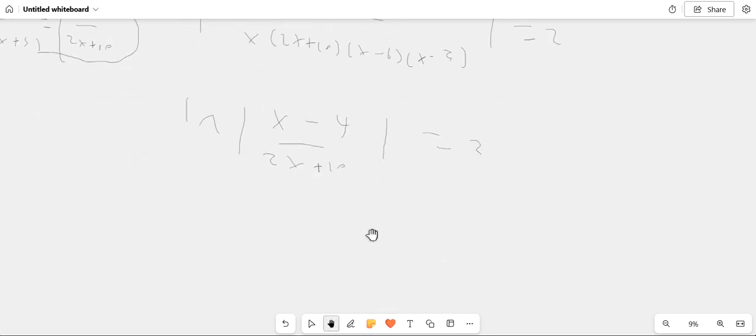And now, how do you get rid of ln? Well, the inverse of ln is e. So when you do e to that, the ln just goes away. You don't need to worry about that. It's just x minus 4 over 2x plus 10. And then when you do e to the other side, it becomes e to the power of 2, yeah?